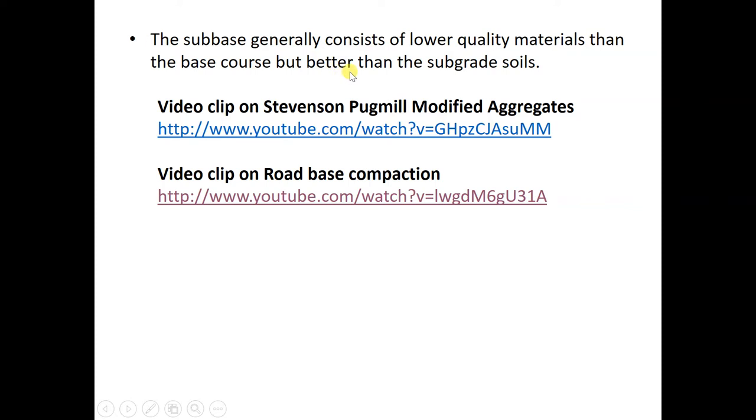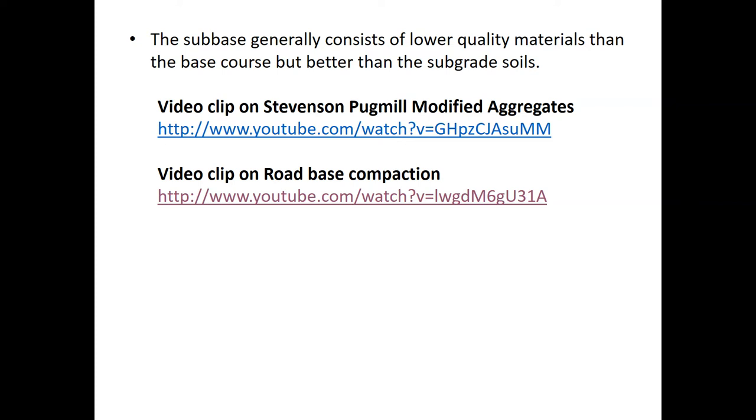So the sub-base generally consists of lower quality materials than the base course, but better than subgrade soil. As a matter of fact, the cost of the material will decrease from top to bottom, because the sub-base usually has bigger size aggregate when compared to the base course. The bigger aggregates are usually cheaper than the smaller size aggregates, because the smaller size aggregates need to be crushed by the quarry more, so the smaller the aggregates, the more they cost because of further quarry action.